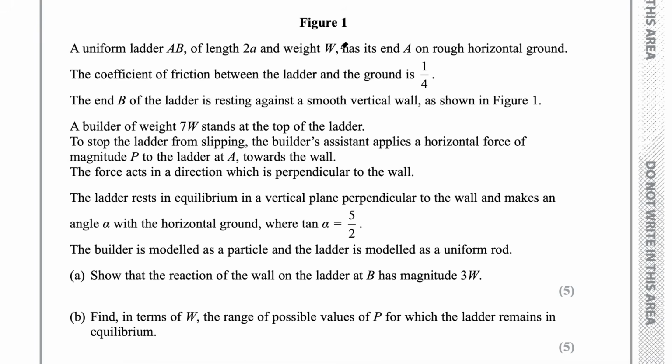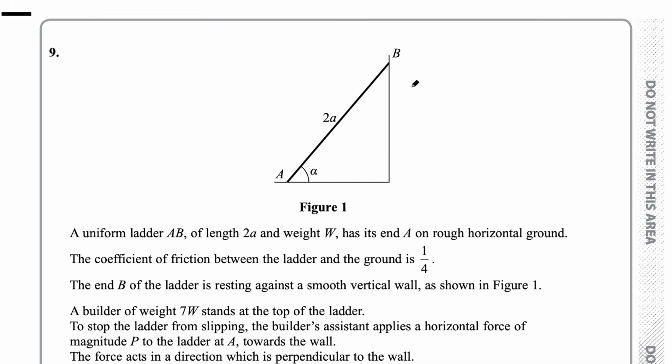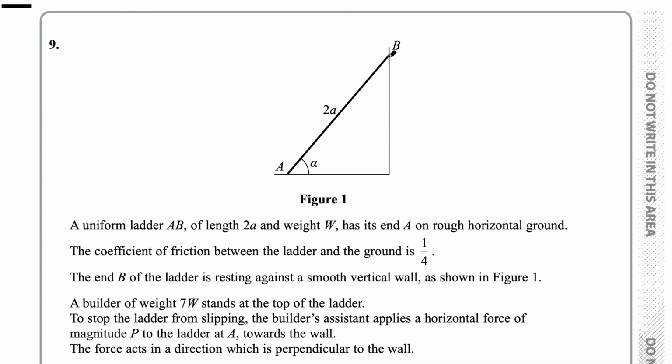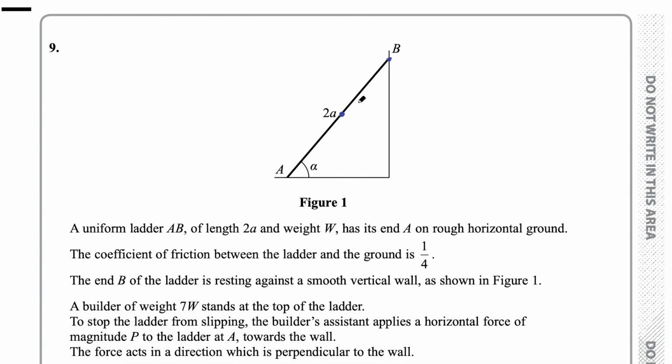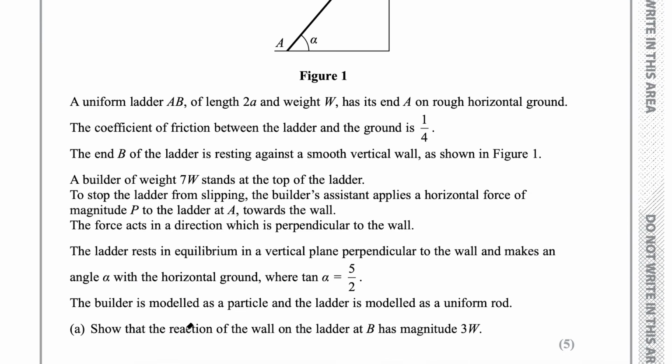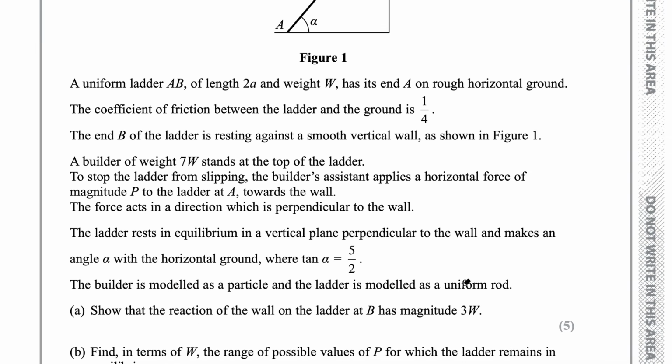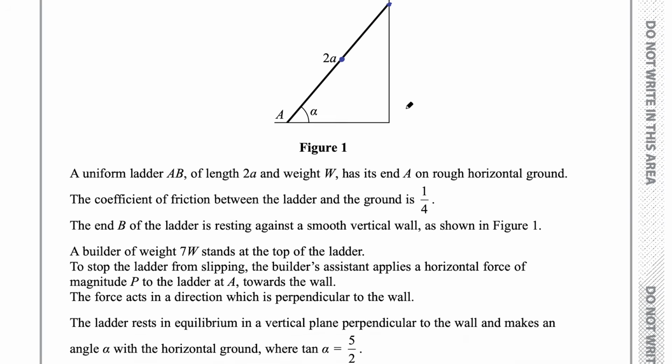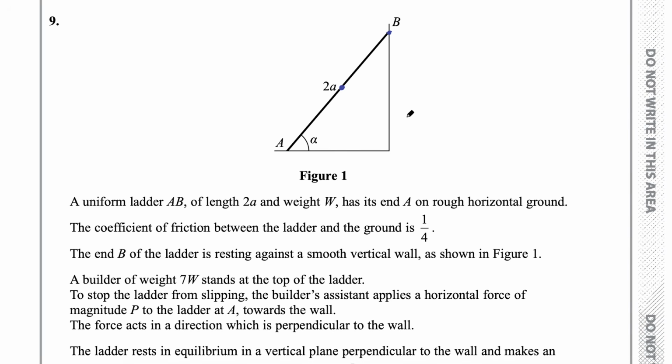And we have the weight of the ladder, W, and the weight of the builder. So the builder is at B, and his weight is going to be a vector from B. And the weight of the ladder, when we have a long length like this, it says to assume that it's a uniform rod. So the weight is going to be from the middle of that. And we're looking to prove that the reaction of the wall is 3W. So this is going to involve looking at torque or moments around a point, and this is to do with the idea of a pivot.